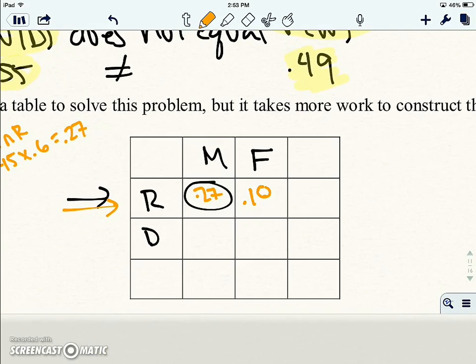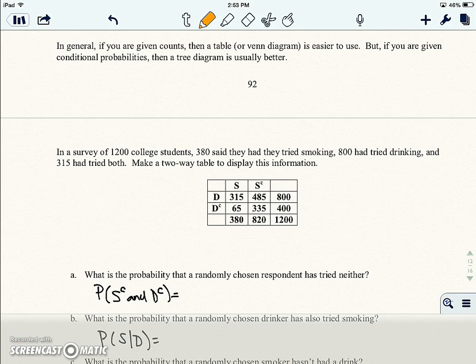I would like you to finish this table using the tree above. And here's a brief rule of thumb for using tables and trees. In general, if you are given counts, then a table or a Venn diagram is easier to use. But if you are given actual conditional probabilities, then a tree diagram is better, so you should memorize that idea.